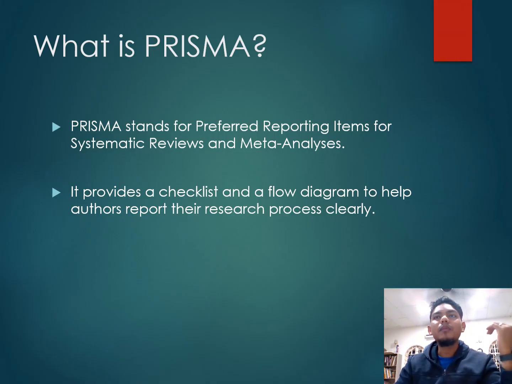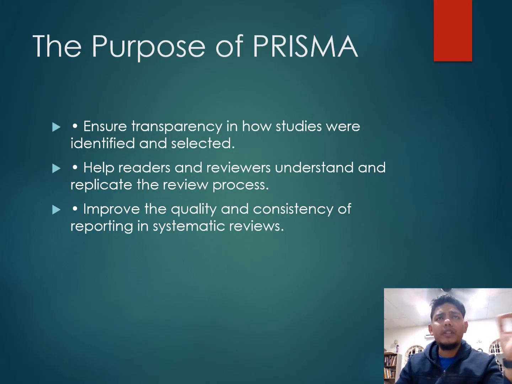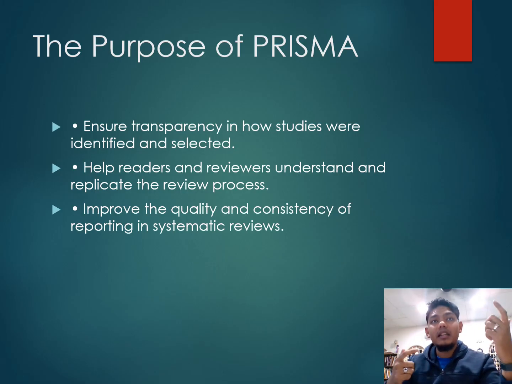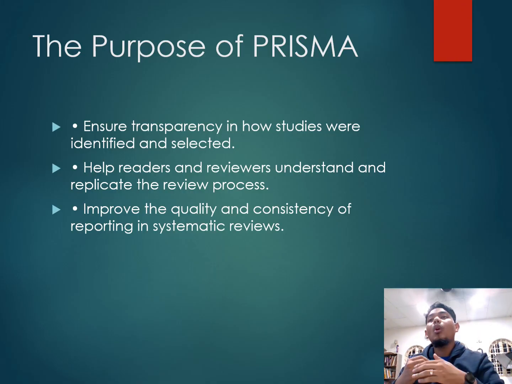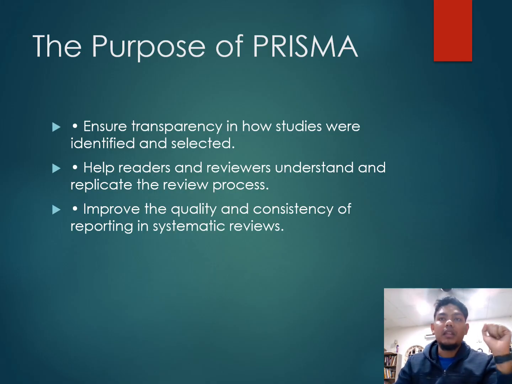Okay. So the purpose of Prisma, the first one is we want to ensure transparency in how studies were identified and selected. And then we help readers and reviewers to understand and replicate the review process. So we want them to know how many articles we have found, and from those, how many papers are similar to each other and whatnot. So we want them to understand the process, and then improve the quality and consistency of reporting in systematic reviews.